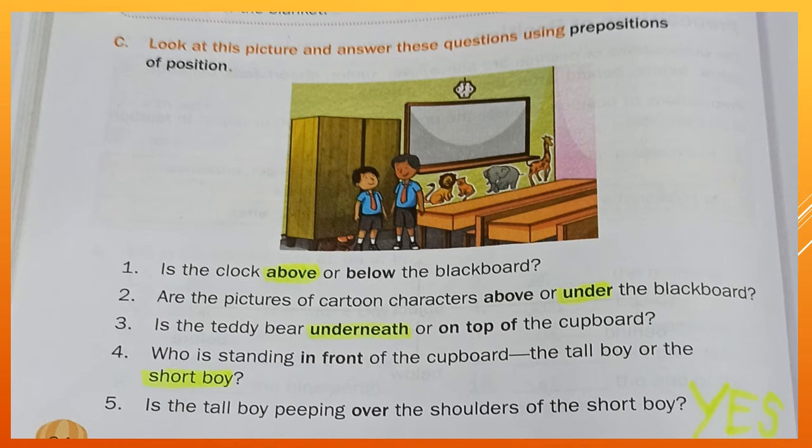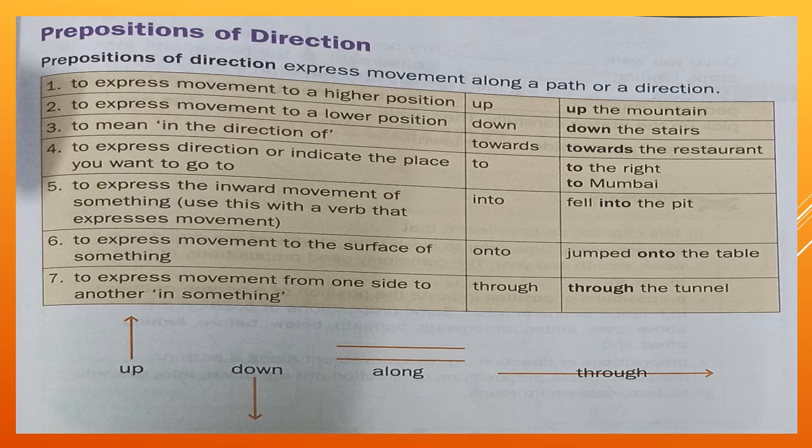Absolutely, short boy. Now, fifth one, is the tall boy peeping over the shoulders of the short boy? Yes, right. Now let's go for the prepositions of directions. Like here we will talk about the directions, right? Prepositions of direction express movement along a path or a direction.